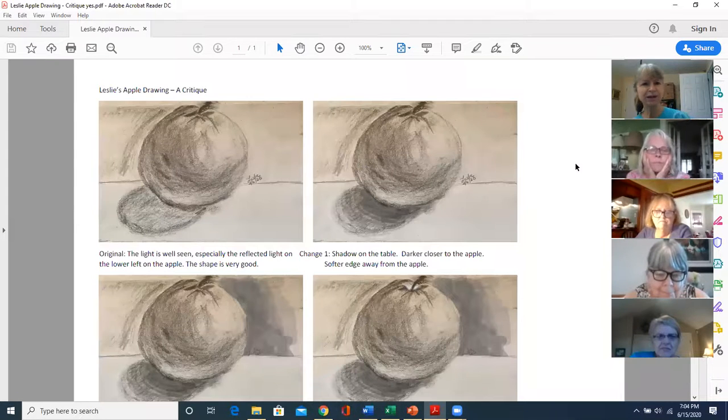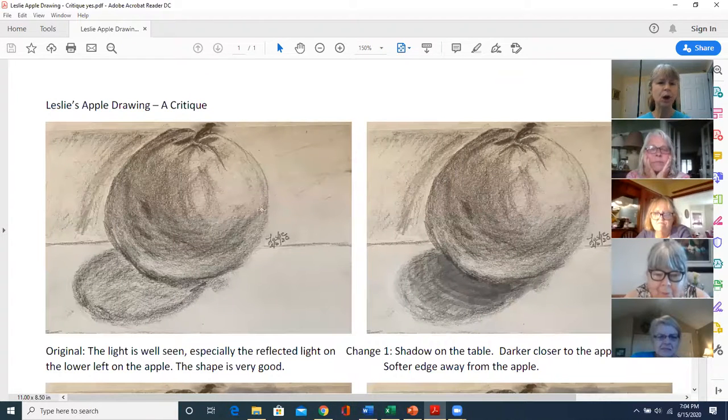So Leslie submitted your apple. Thank you, Leslie. And you were very brave allowing me to show all of this. But I think the apple overall was a good drawing. So on the left, you can see the original drawing that Leslie submitted. And immediately when I see the apple and I see the shadow that's indicated on the right-hand side, I'm wondering why it is darker on the outside of the shadow than inside the shadow.